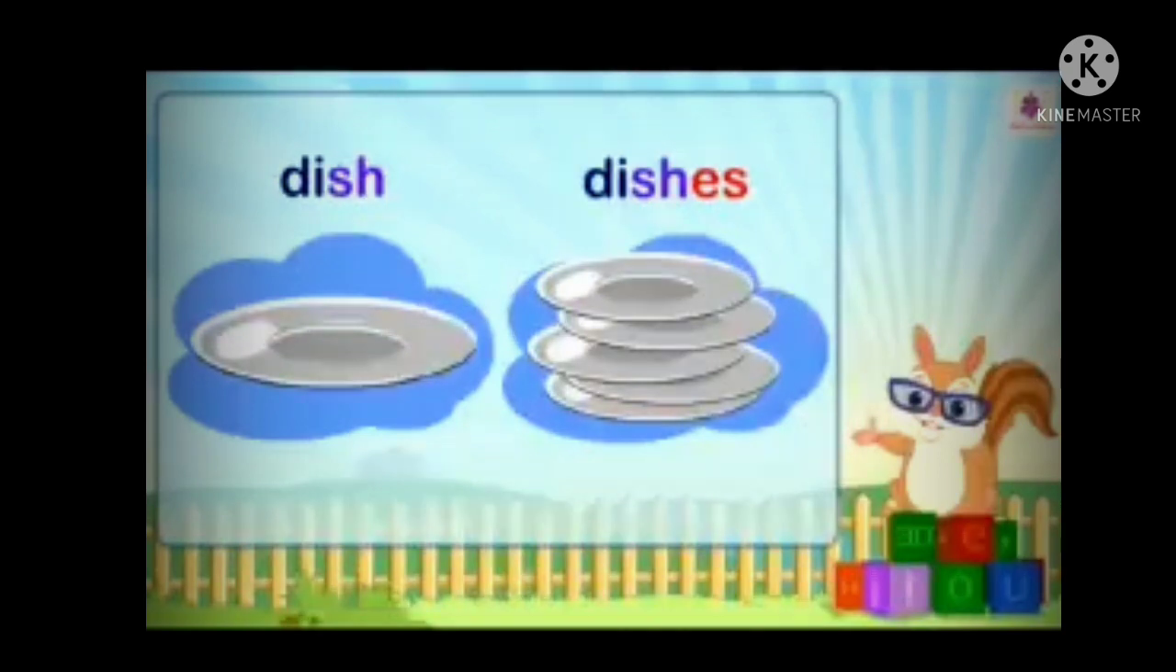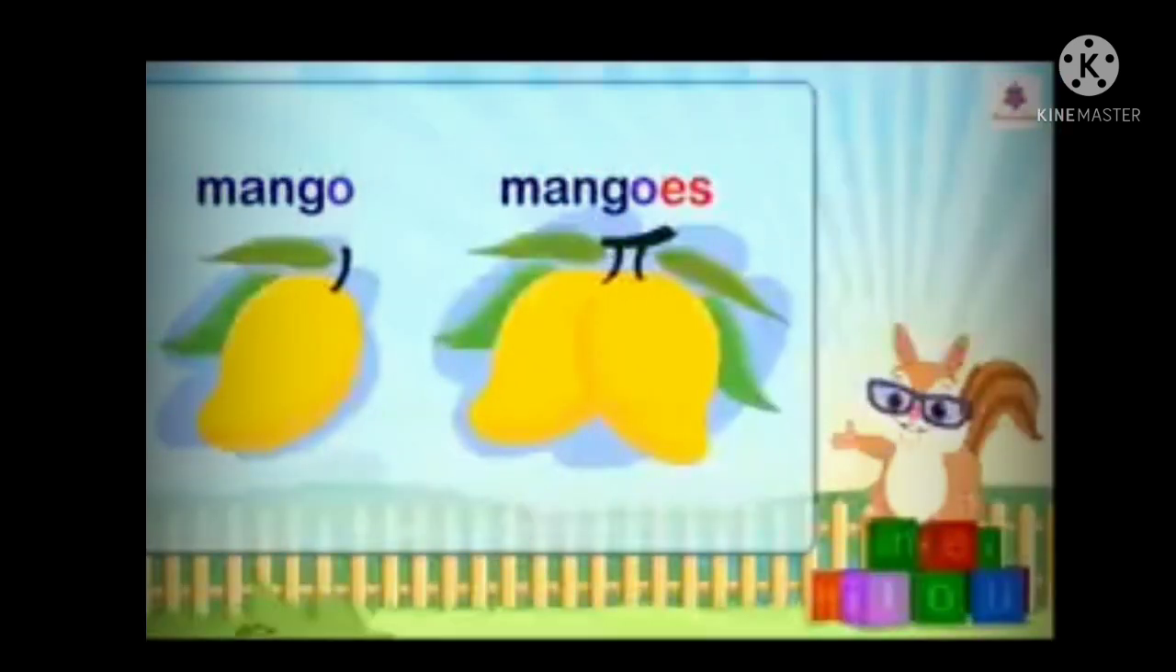Next, dish. Dish ends with sh. So we will add es to get the plural form because it ends with sh. Next, mango. In the spelling of mango, what is coming at the last? O is here. Now, what should we do? If any word ends with o, we add es.